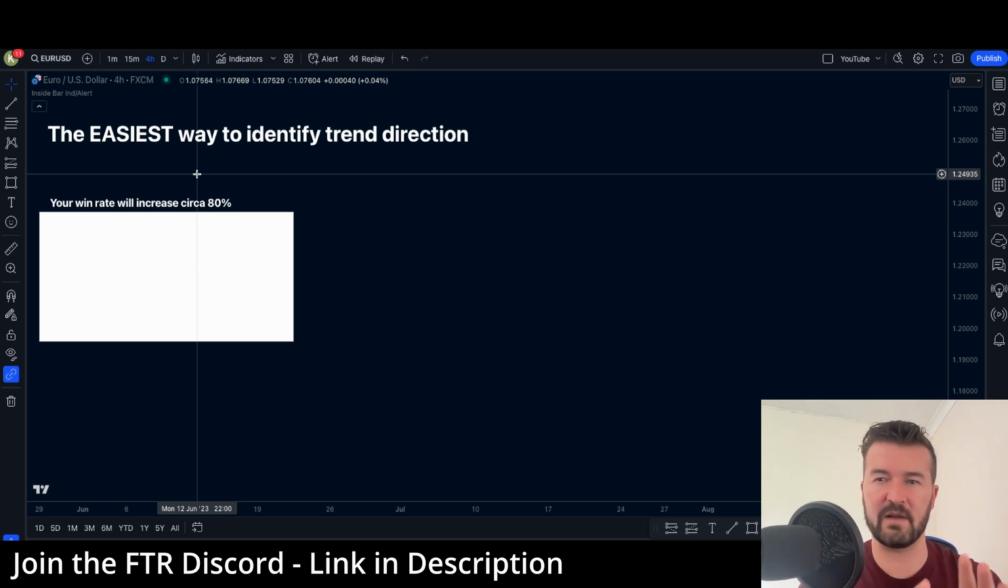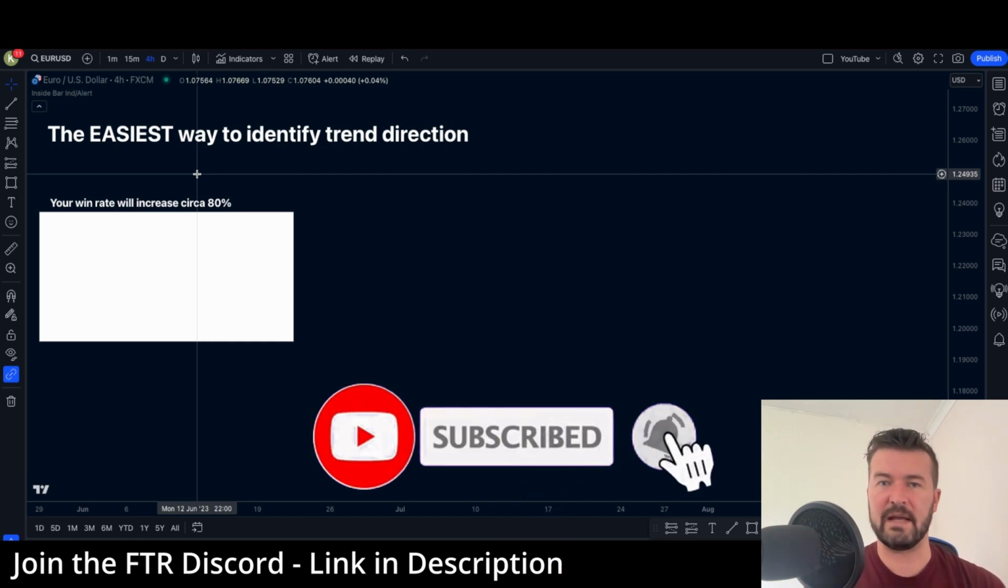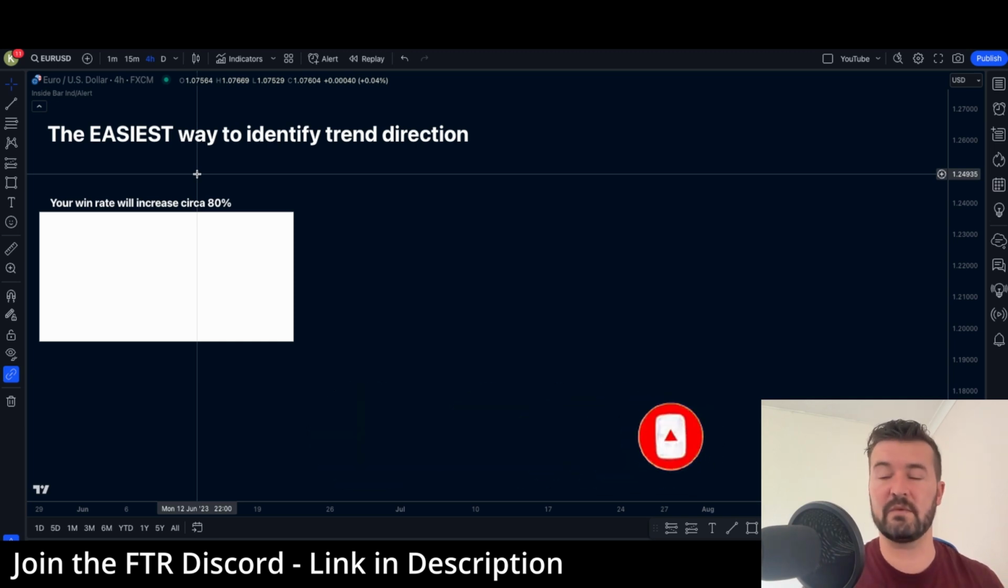So hopefully there's one little gem you can take away from this, in addition to how to identify the trend. Now, identifying the trend isn't actually that difficult, but I do see with a lot of newcomers to FTR, link in the description by the way, that they tend to have the same query when looking at the charts. They're not sure whereabouts to identify using BOS and CHoCH.